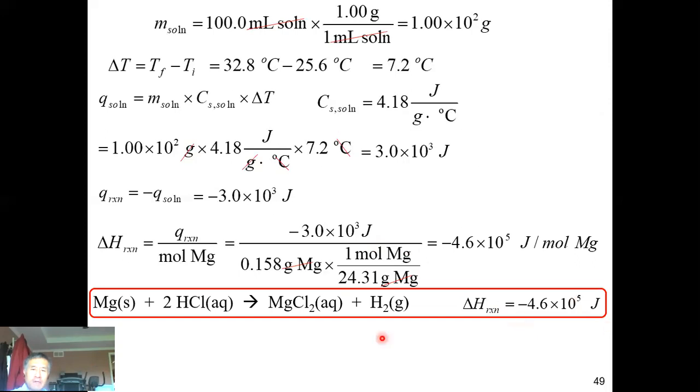For this particular reaction, we just write delta H reaction equals negative 4.6 times 10 to the 5 J. We drop the per mole Mg, because by implication, this negative 4.6 times 10 to the 5 J is associated with the moles in this equation. The coefficient is 1 for Mg, which means it is per 1 mole of Mg solid. This number is also for 2 moles HCl, 1 mole MgCl2, and 1 mole H2 gas.